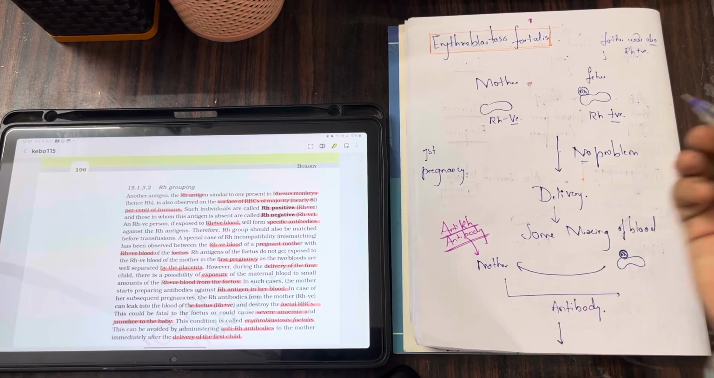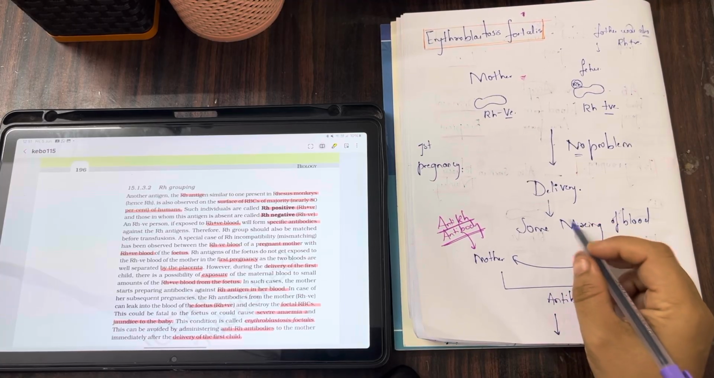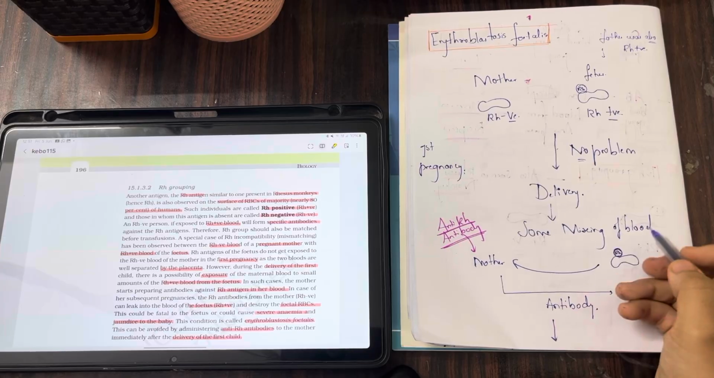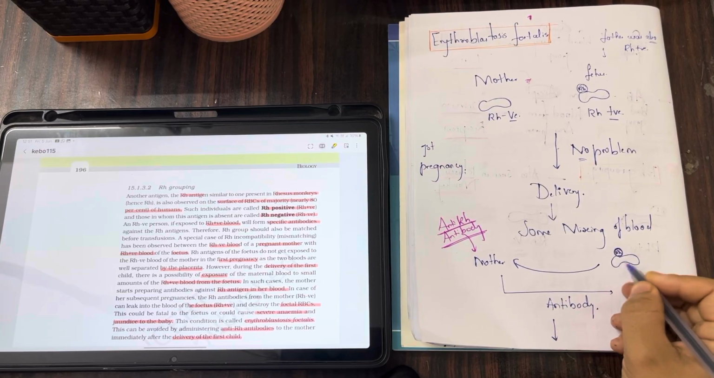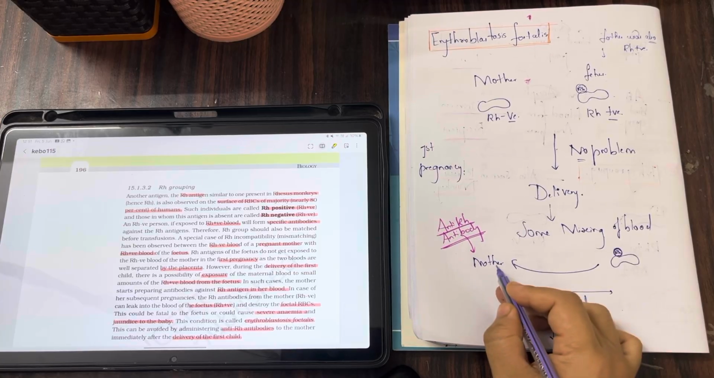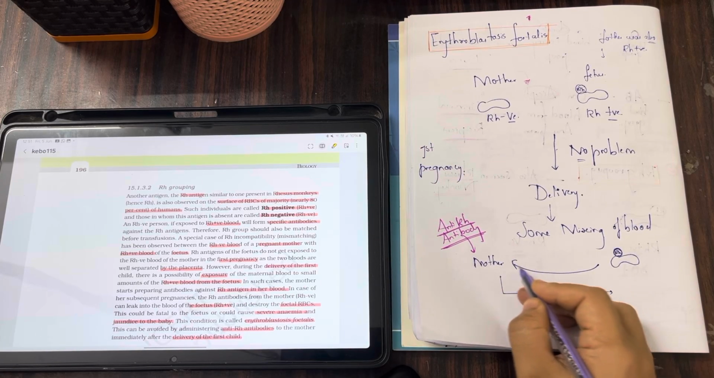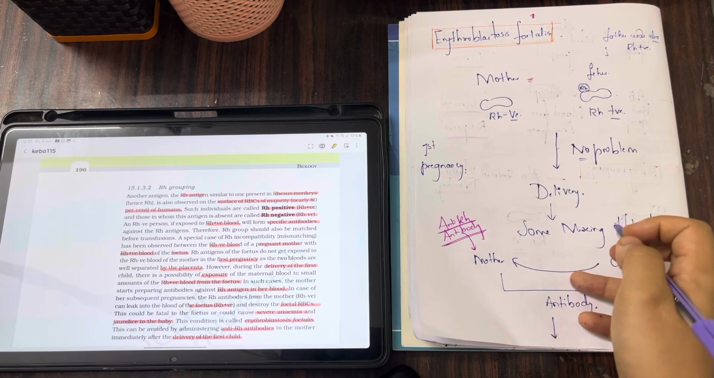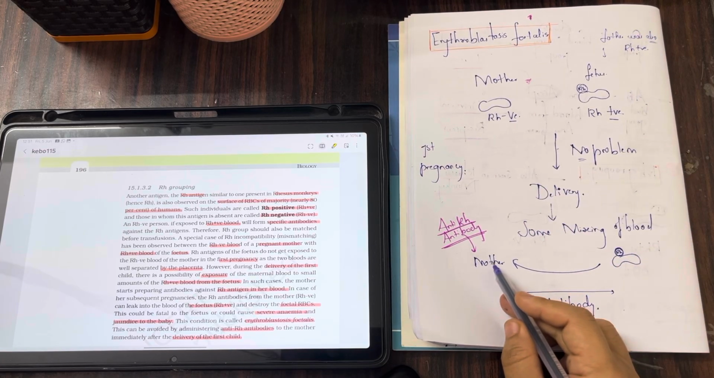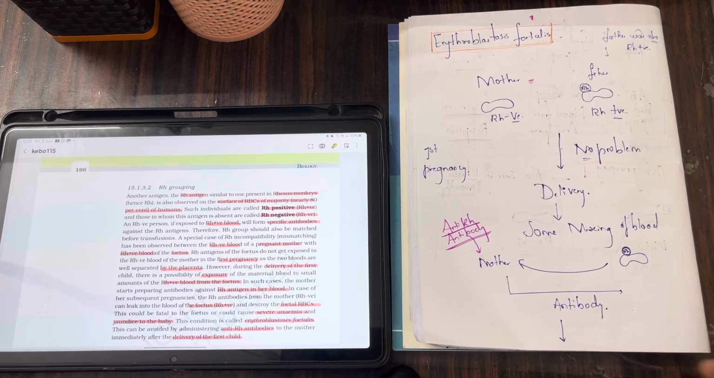Delivery will happen, but during delivery, through the birth passage, there might be mixing of blood. Now what will happen? This RH positive blood of that baby will enter the mother. Now the delivery has already happened, so no effect for the first pregnancy. So now the mother will start producing antibody.